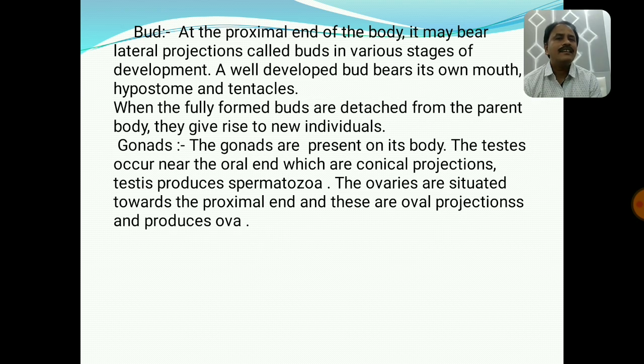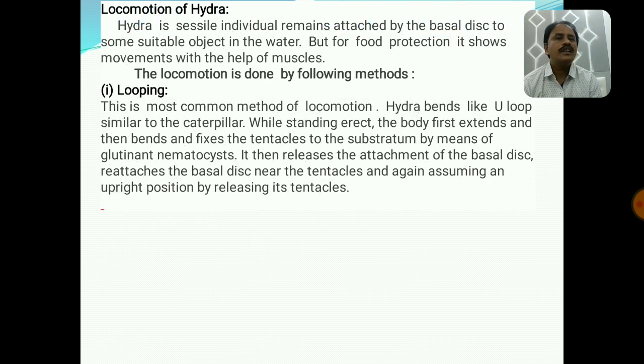life. Then the gonads are present on the body of the Hydra. The male gonads, called testes, occur near the oral end. The testes are conical projections and produce the spermatozoa, while the ovaries are a rounded structure. These are present towards the base and produce the eggs.